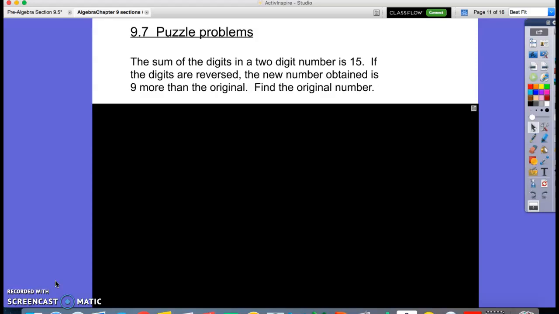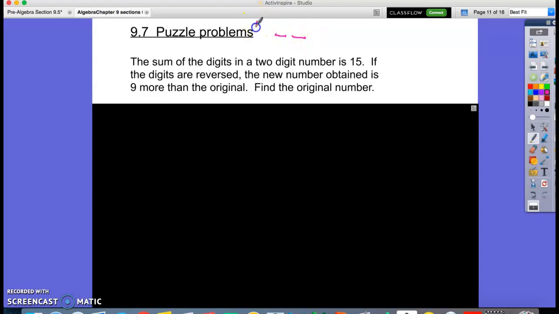Let's begin with section 9.7, puzzle problems. The sum of the digits in a two-digit number is 15. If the digits are reversed, the new number obtained is 9 more than the original. Find the original number. So, it's a two-digit number, so it's two digits.